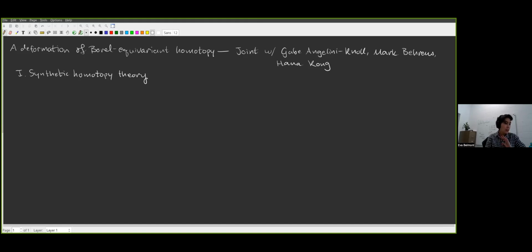Okay, so the slogan for synthetic homotopy theory is it's a way of producing interesting contexts to do homotopy theory that are equipped with a good comparison map to classical spectra.